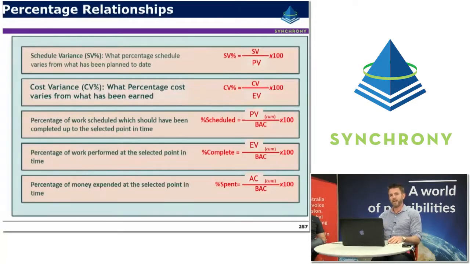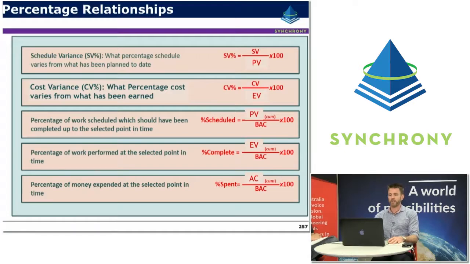Looking at a little bit more detail into some of those ratios, the schedule variance is basically what percentage the schedule varies from what's been planned to date. So it's a very simple calculation. It's basically the schedule variance divided by the planned value times 100. Cost variance, very similar thing. It's the value of the cost variance divided by earned value times 100. So what percentage of our earned value has been a cost variance.